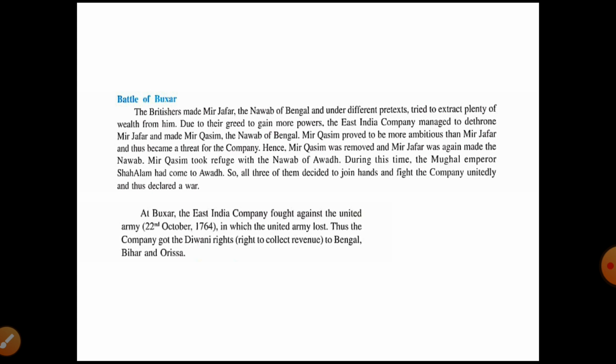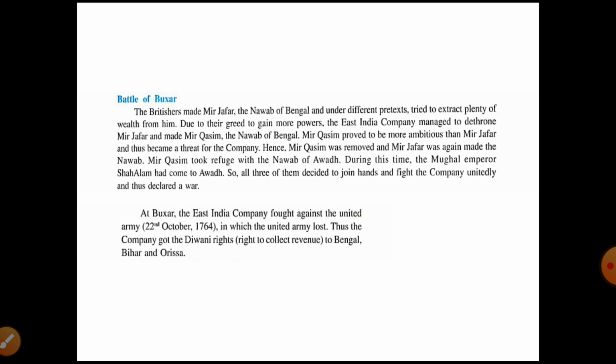So what they thought was that Mir Qasim would work according to the company's planning, but here the result was totally different. So again Mir Qasim was removed and Mir Jafar was again made the Nawab. The first one was Mir Jafar. After Mir Jafar, Mir Qasim became the Nawab of Bengal. The English East India Company made Mir Qasim the Nawab of Bengal. After Mir Qasim, again Mir Jafar.